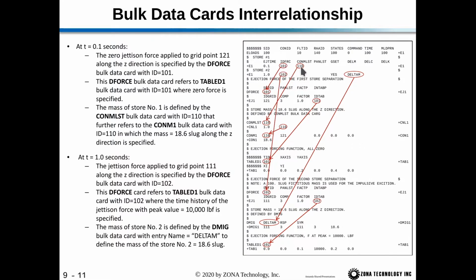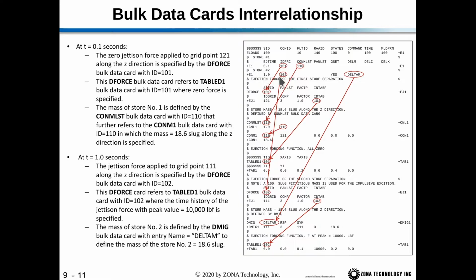Meanwhile, for our first store, we have the mass defined by the CONM list. So the CONM list card is here, which refers to the CONM1 card. The CONM1 card here defines our mass of 18.6 slugs. So this is our mass that will be removed when the first store is dropped.